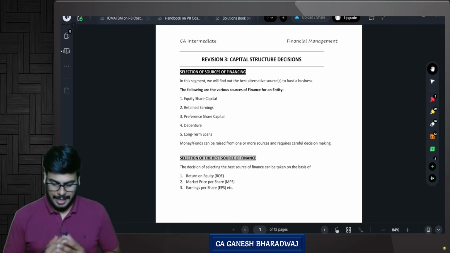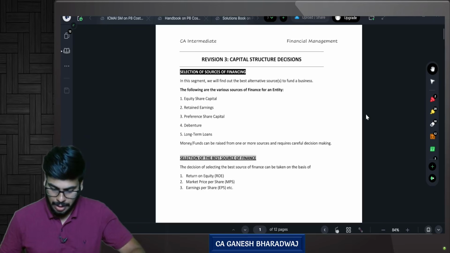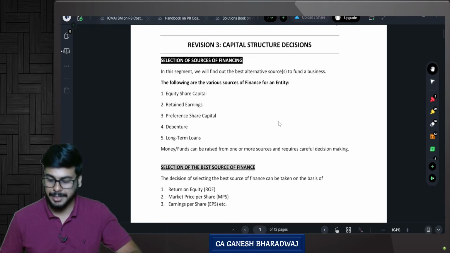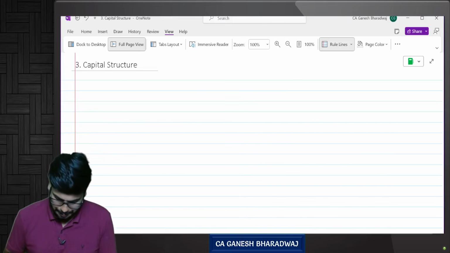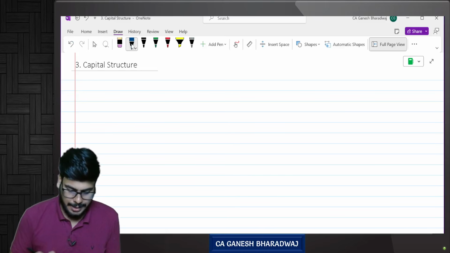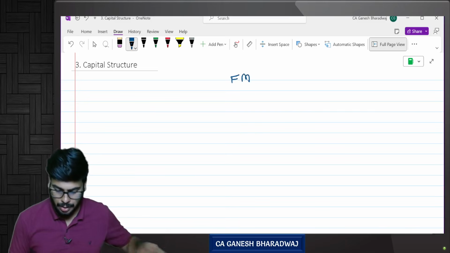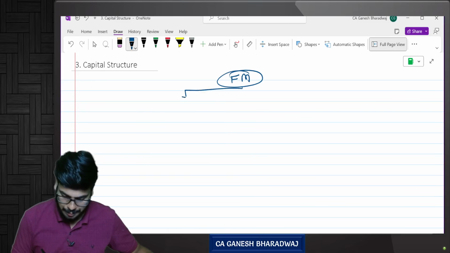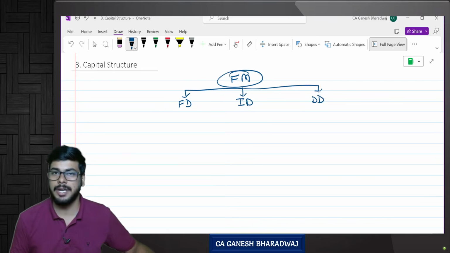So now let's start with the revision of the third chapter in this marathon, which is capital structure decisions. Now, what is this chapter all about? In financial management, as we already know, this subject has three objectives. What are the three objectives of our subject? Financing decisions, then investment decisions, and then dividend decisions, right?